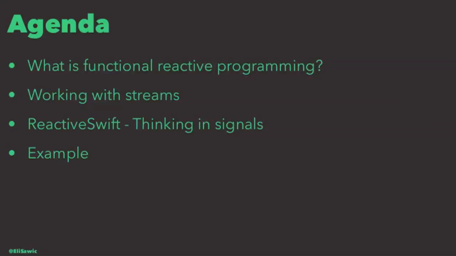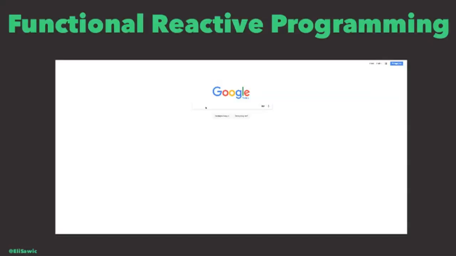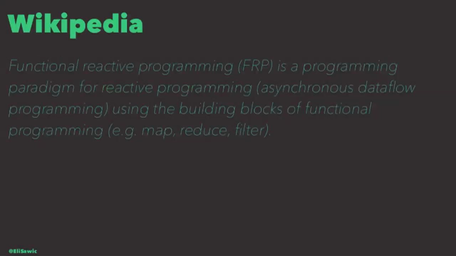So, if you do not know anything about the topic, the first thing that you probably do, and this is what I do, is I go to google.com and I type in the phrase, hoping that the explanation will be at least satisfying for me. And if you do that, you come to the Wikipedia page, and the first thing you can read is that Functional Reactive Programming is a programming paradigm for reactive programming, using the building blocks of functional programming.